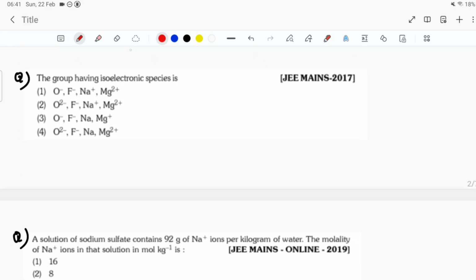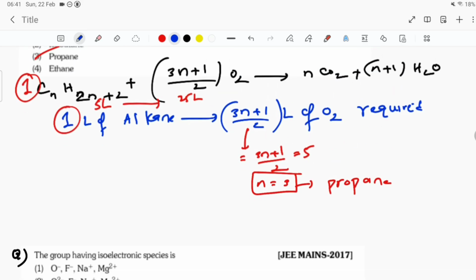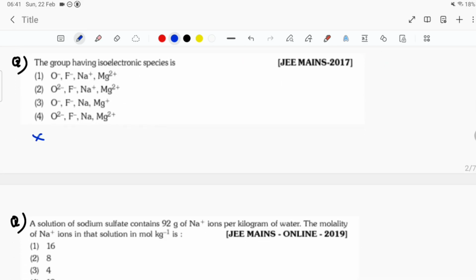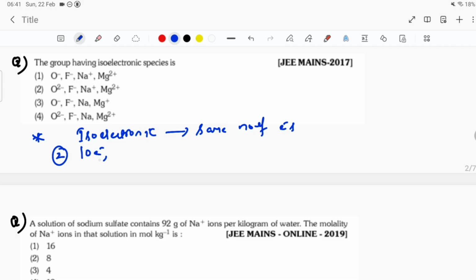Next, group having isoelectronic species. See here, group having isoelectronic species. We know isoelectronic meaning: same number of electrons. So the group where you can see the same number of electrons. Second option you see, because the same we already discussed above. Atomic number 8 minus 2 means 10 electrons. 9 plus 1, 10 electrons. Sodium 11 minus 1, 10 electrons. Magnesium 12 minus 2, 10 electrons. So isoelectronic species, that is option 2.